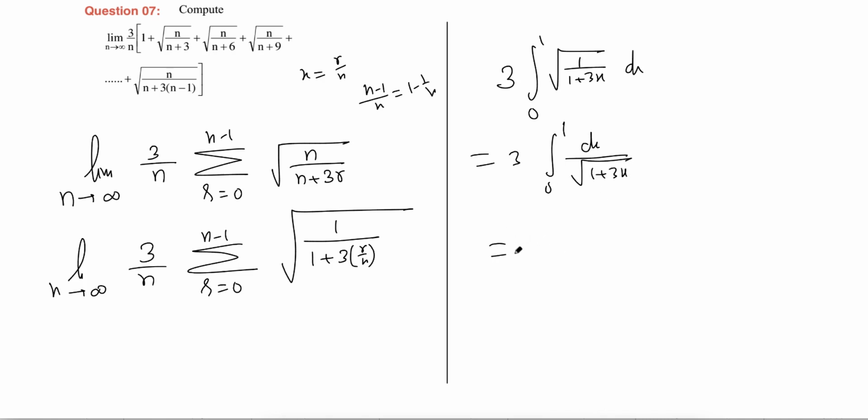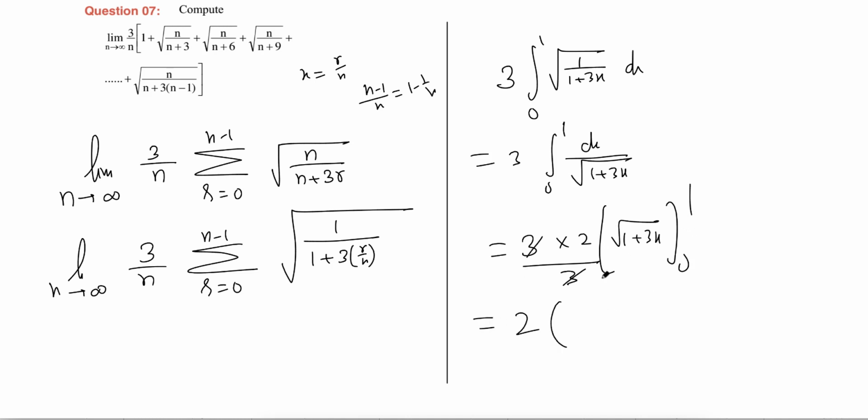Integration of 1 by root x is 2 root x. So 3 into 2 root of 1 plus 3x, but whole divided by 3 because the coefficient of x is 3, from 0 to 1. Constant, keep it out. 3 out, 2 will be out, and 1 I will put, root 4, that is 2, minus 1. The answer will be 2, if I did not make any calculation mistake.